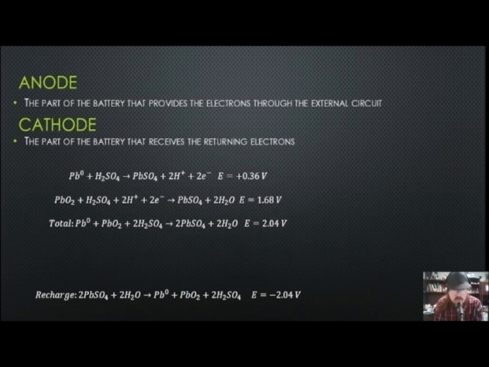So the anode produces the electrons and the cathode absorbs the electrons. One way to remember is anode has oxidation. They both start with a vowel. The cathode has the reduction. They both start with a consonant.